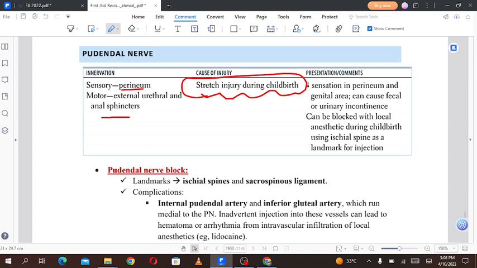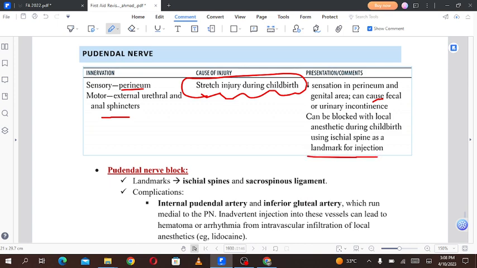If there is an injury, what will happen? There will be decreased sensation in the perineum and genital area. They sometimes refer to it as a saddle-shaped area of anesthesia in the perineum. It can cause fecal or urinary incontinence. It can be blocked with a local anesthetic during childbirth, using the ischial spine as a landmark for injection.